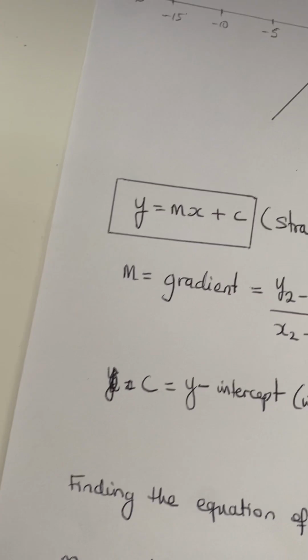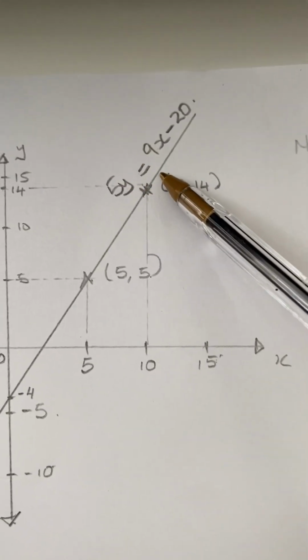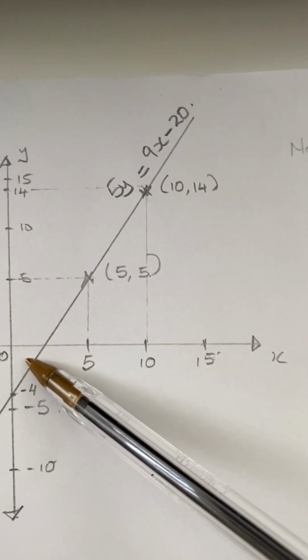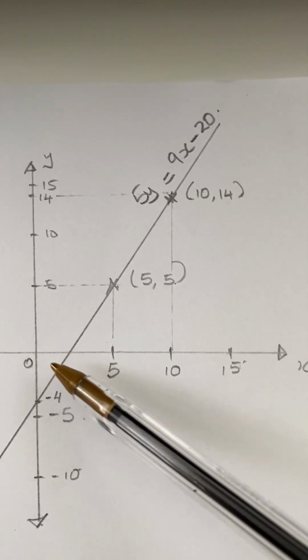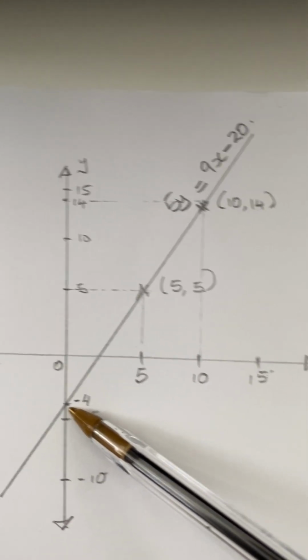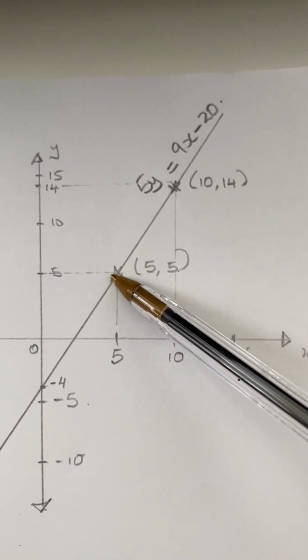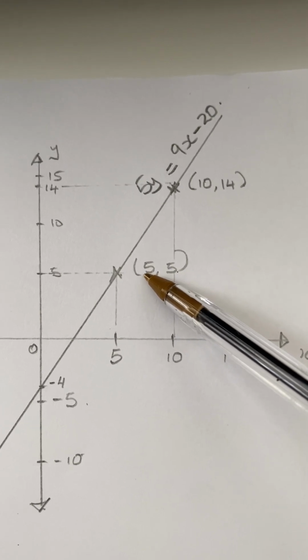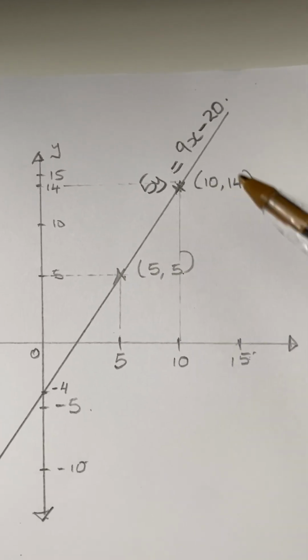So now we want to find the equation of the line here. This line doesn't go through the origin. It has a y-intercept of -4. So straight away we found the c, but it goes through 2 points, (5, 5) and (10, 14).